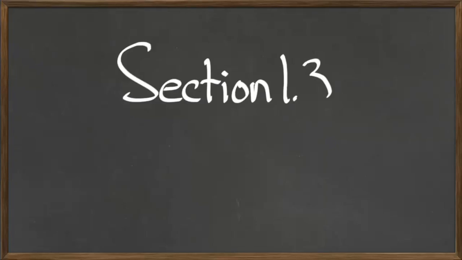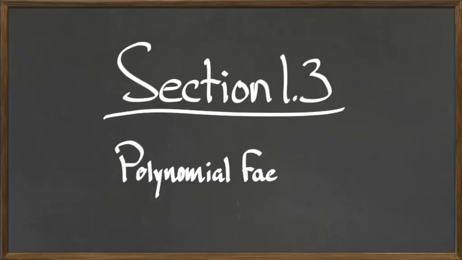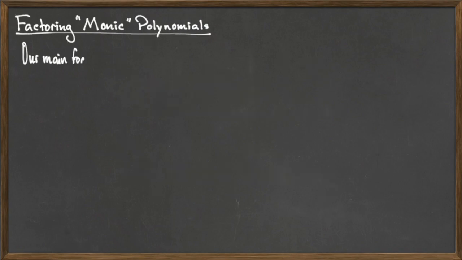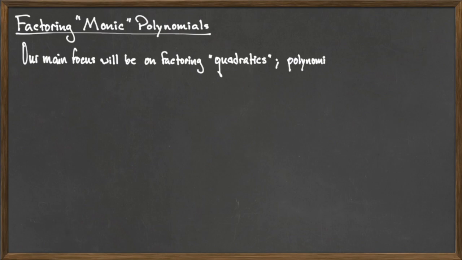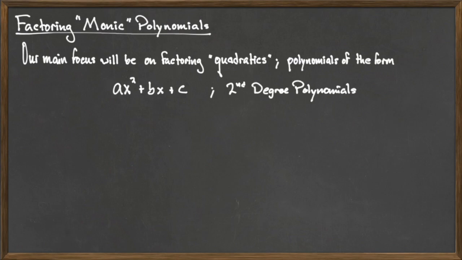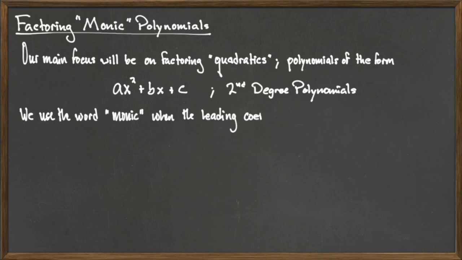Hey everyone, in this video we're going to talk about more methods used to factor polynomials. The polynomials that we'll mostly be concerning ourselves with in this video are those that are called quadratic or second degree polynomials. These are of the form ax squared plus bx plus c. But we're first going to focus on the case when a quadratic is described as monic. The word monic simply just means that the leading coefficient of a is equal to 1.